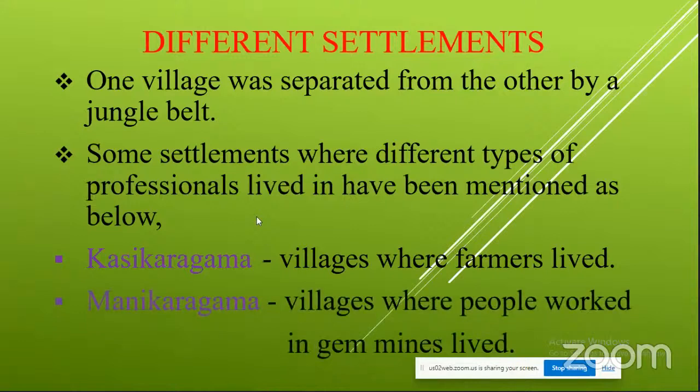Manikaragama, villages where people worked in gem mines. So gem cutters and gem miners were living in Manikaragama. Everyone did the same thing. So people who lived in Kasikaragama produced agricultural products, and people who lived in Manikaragama had gem products. Those products they exchanged.